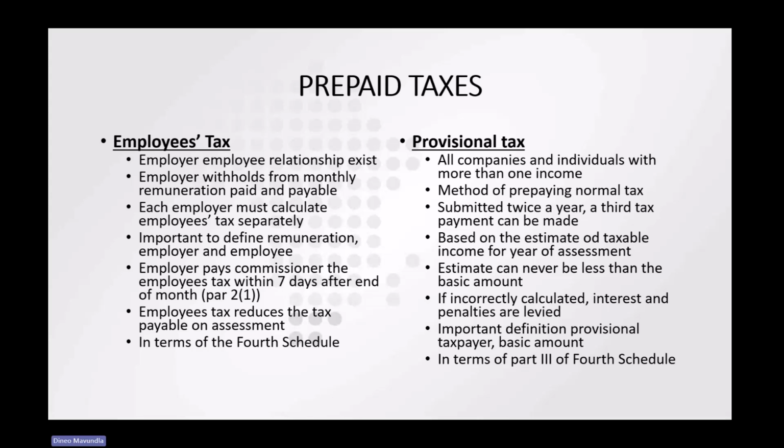So then there are terms and conditions that the employer has to meet. They need to make sure that they pay that money over to SARS within 7 days after the month end. So whenever they are done paying their salaries the following month, within 7 days, they need to pay the employees' tax over to SARS. Our employees' tax will then be used to reduce the tax payable on the date of assessment. And this is all in terms of the fourth schedule, as I've mentioned before.